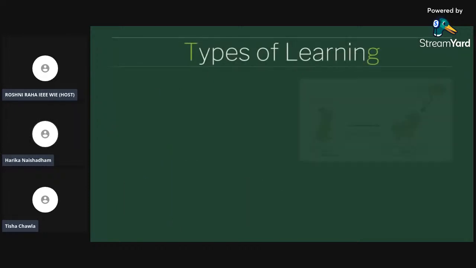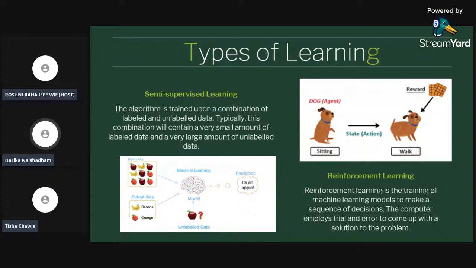Next, we have something called semi-supervised learning. Semi-supervised learning is somewhat similar to supervised learning, but instead it uses both labeled and unlabeled data. Labeled data has essential information that has meaningful tags so that the algorithm can understand the data, while unlabeled data lacks that information. By using this combination of both labeled and unlabeled data, machine learning algorithms can learn to label the unlabeled data.